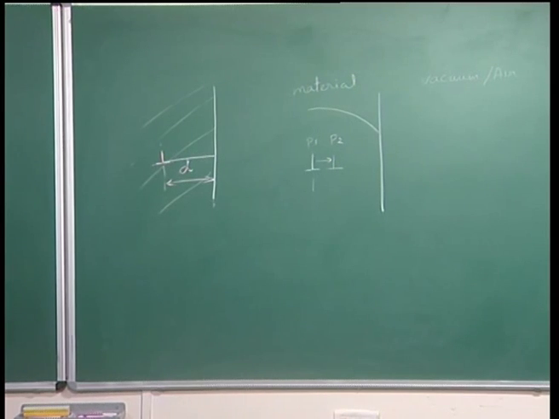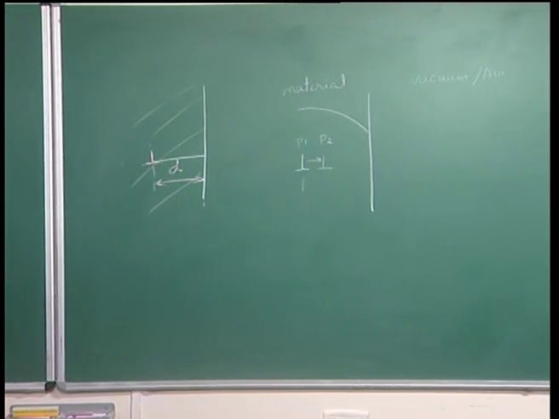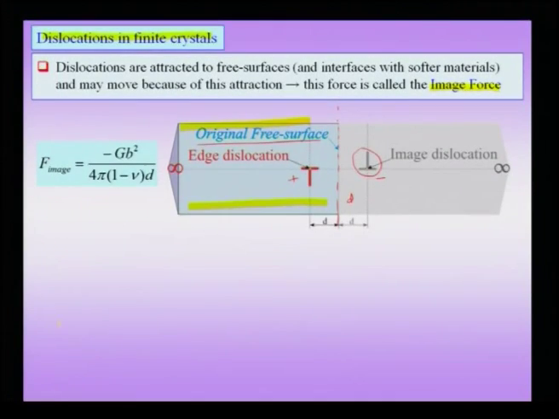Now, it is important to note that this image force varies as 1 by d. The image force here can be written as a function of 1 by d, where G, b, etcetera, and nu are the material properties. G is the shear modulus, nu is the Poisson's ratio, and b is the strength of the Burgers vector, or the modulus of the Burgers vector. So, image force goes as 1 by d.